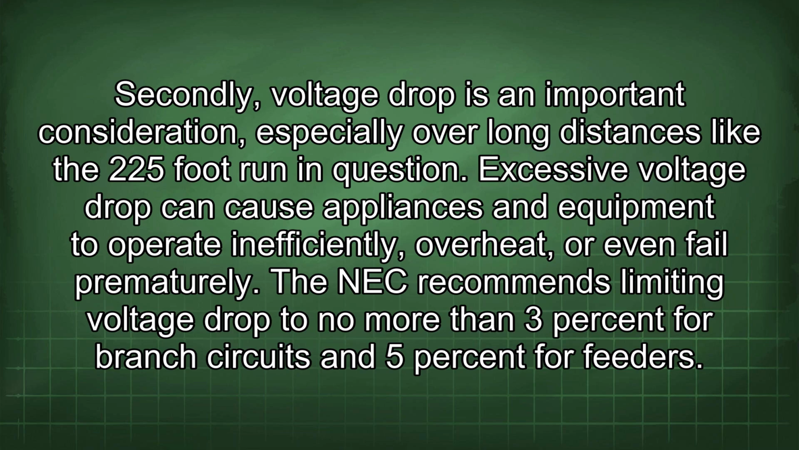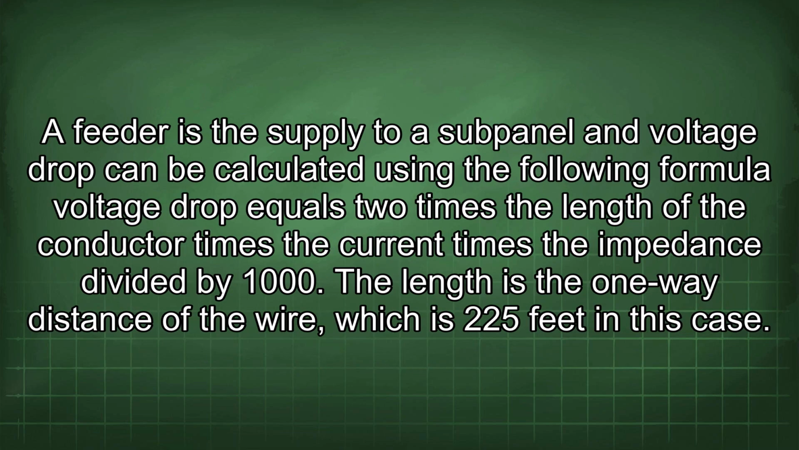Secondly, voltage drop is an important consideration, especially over long distances like the 225-foot run in question. Excessive voltage drop can cause appliances and equipment to operate inefficiently, overheat, or even fail prematurely. The NEC recommends limiting voltage drop to no more than 3% for branch circuits and 5% for feeders. A feeder is the supply to a subpanel, and voltage drop can be calculated using the following formula. Voltage drop equals 2 times the length of the conductor times the current times the impedance divided by 1000.